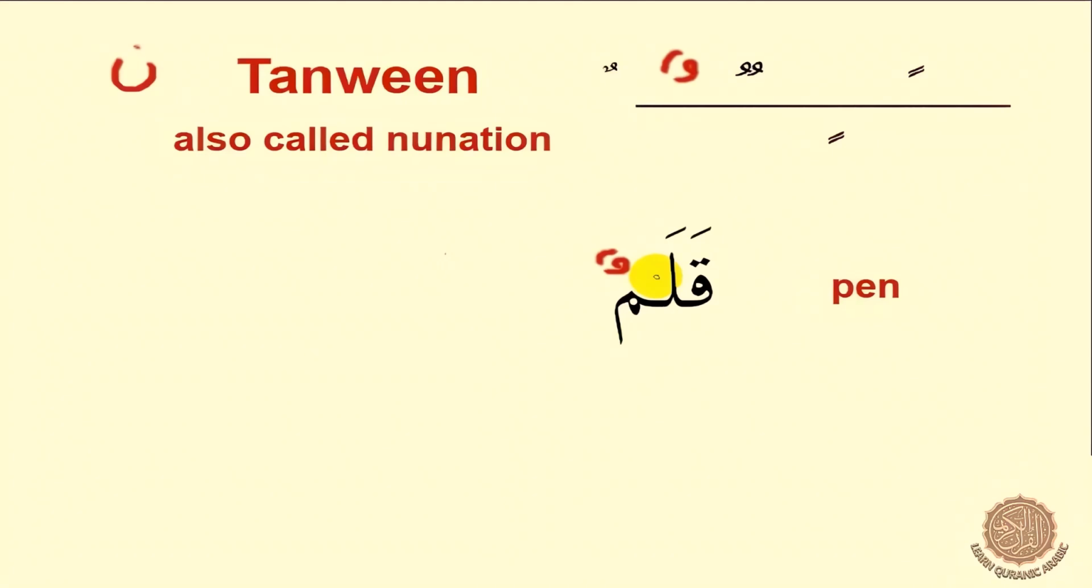It's pronounced as the following. It's the Dhamma at the end, followed by, let's take this off, because we're going to put a Noon at the end. A Noon with a sukoon. So qalamun. That's how it's pronounced, and this is how it's written. So you never write a Tanween like this.